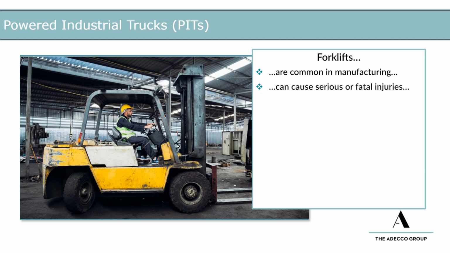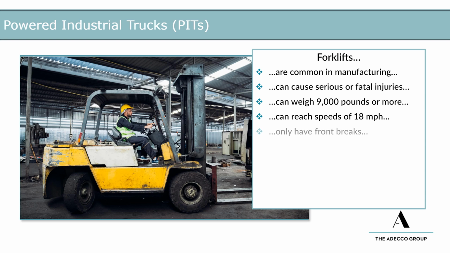Why are forklifts so dangerous? Forklifts are heavy and powerful machines. Many weigh 9,000 pounds or more, which is triple the weight of a passenger car. Forklifts can move at speeds of up to 18 miles per hour. Forklifts are harder to stop than cars, as they only have one set of brakes located in the front of the vehicle. Cars have front and rear brakes.